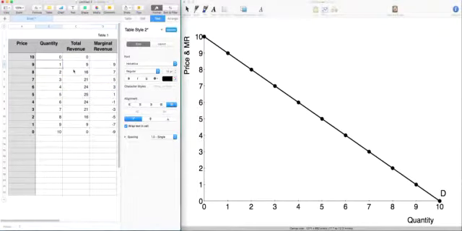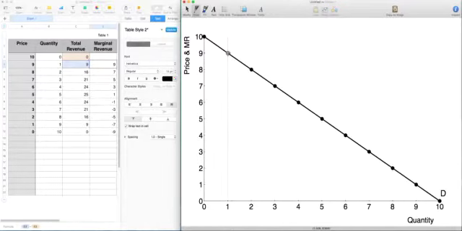We can see that at a quantity of 1, marginal revenue is equal to 9. At a quantity of 2, marginal revenue is equal to 7. At a quantity of 3, marginal revenue is equal to 5. At a quantity of 4, marginal revenue is equal to 3. And at a quantity of 5, marginal revenue is equal to 1.